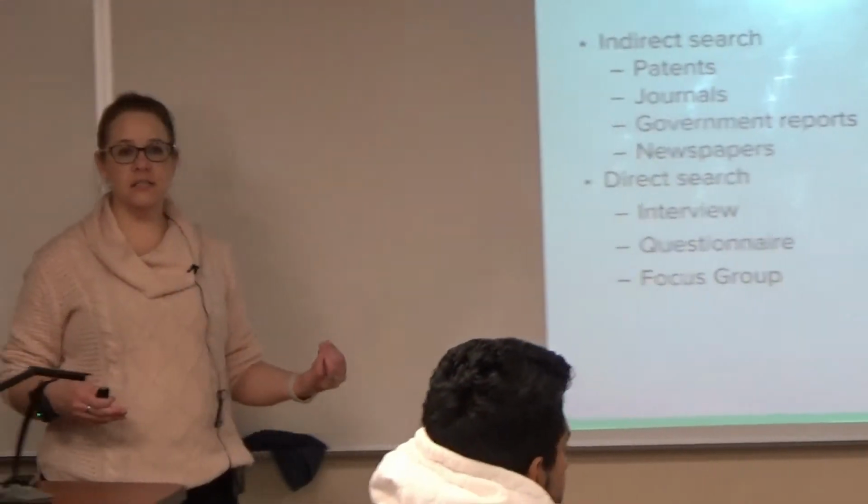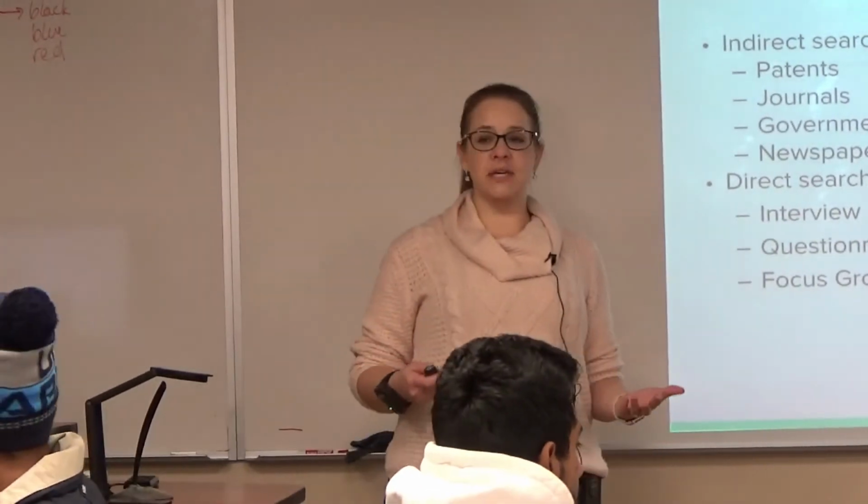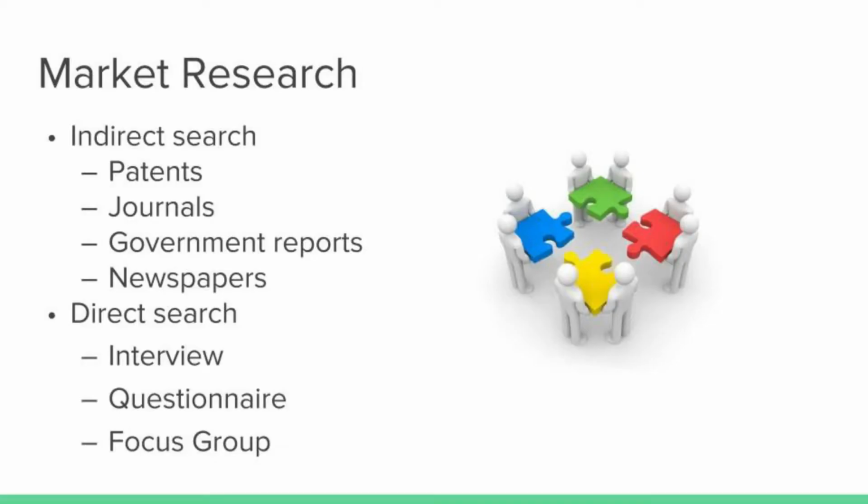Now that you know your customer, you need to consider what it is that they want and what it is that they need. There are a few ways that you can gather this information. You can do what's called indirect research or direct research. Indirect would be doing research like looking at patents, what's already out there. On Tuesday, we're actually going to have our librarian come in and teach you how to do patent searches, because it's not as easy as just typing in a couple of words in Google. It's much more complex if you want it to be effective.